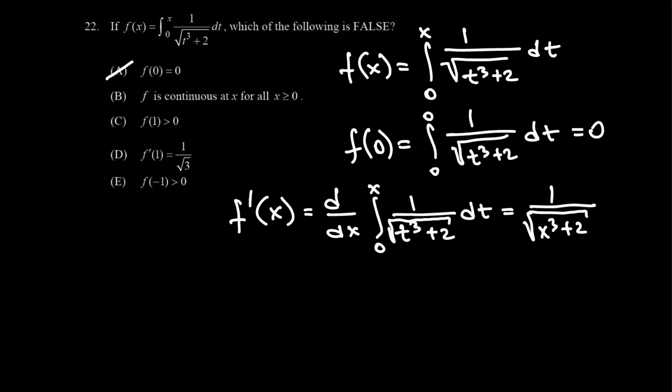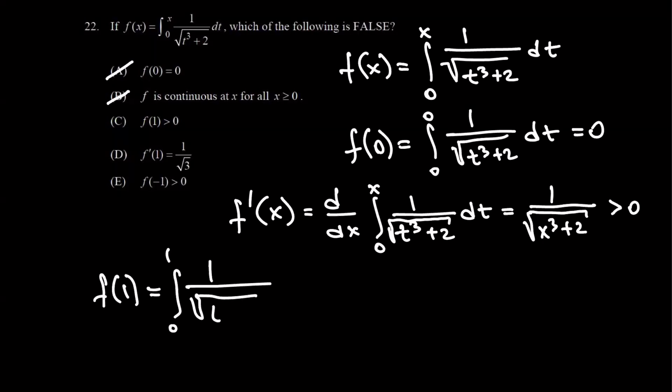And we see that this is defined for all positive x's. The denominator is never 0. So this is always positive and defined. So the function is differentiable for all x greater than 0 and thus continuous. So B is true, so cannot be an answer. The next one is that f of 1 is positive. So f of 1 is the integral from 0 to 1 of 1 over the square root of t cubed plus 2 dt.